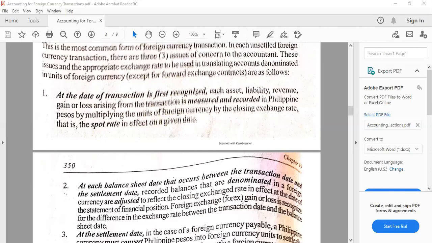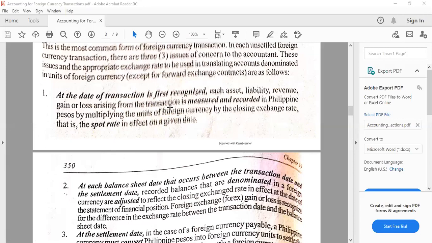The transaction date, or the contract date, is when the contract has been perfected. And this is the time that we are going to record the accounting elements involved. To record a value, that is simply going to be the number of foreign currency units multiplied by the rate of that particular date. You call this rate the spot rate. The spot rate is basically the market prevailing rate for the currencies.